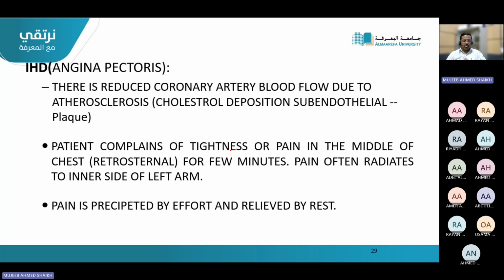Here, they will typically present with a central chest pain, which lasts for a few minutes. Pain often radiates to the inner side of the left arm. This will radiate to the left arm as well as the left side of the neck, followed by nausea and a vomiting sensation also. Pain will be precipitated with effort. If the person tries to walk or run up the stairs, then the pain will increase, whereas it is relieved by rest.